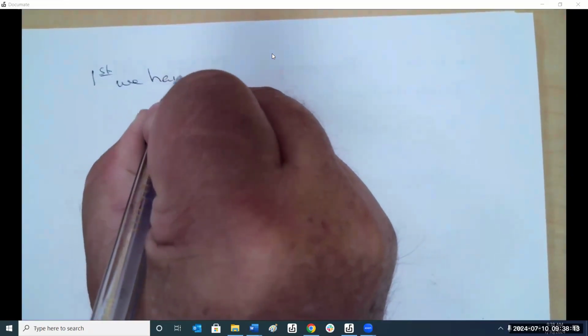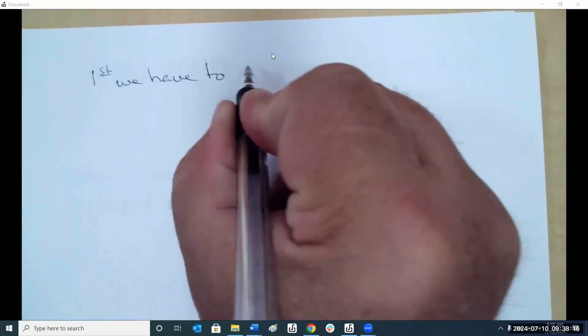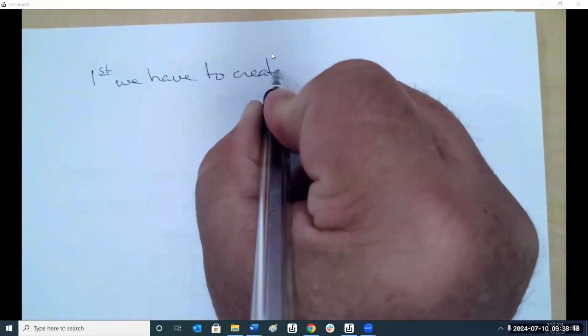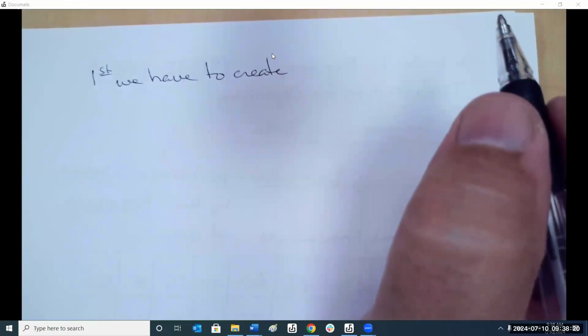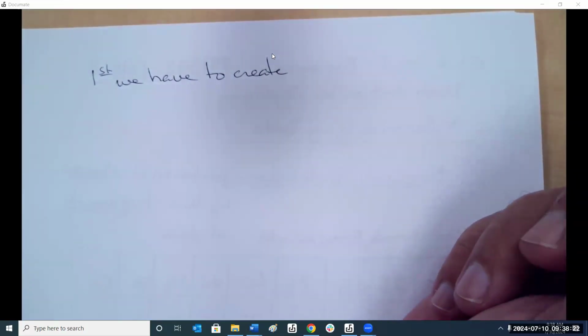The first thing we have to do, no, there's more than one sheet. There's five sections in there. So take that whole stack. Yeah.